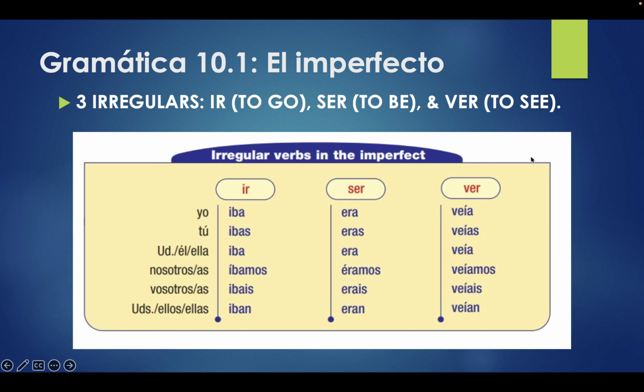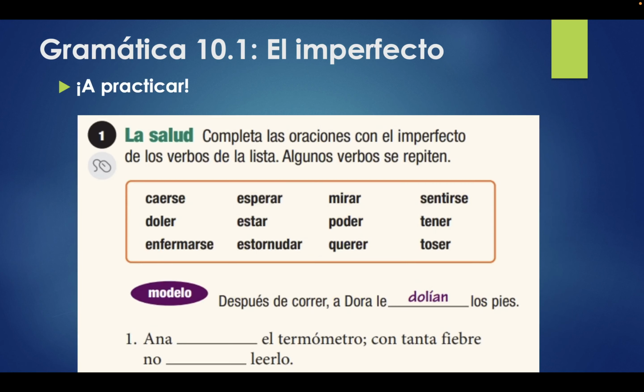These are your only irregulars. There's nothing else. There's no weird rules. This is it. Nothing else. So that makes it kind of nice. So let's practice a little bit. In context, we're going to bring back some of that vocab from before and add some verbs in the imperfect.